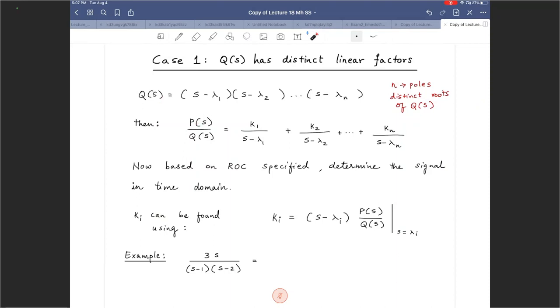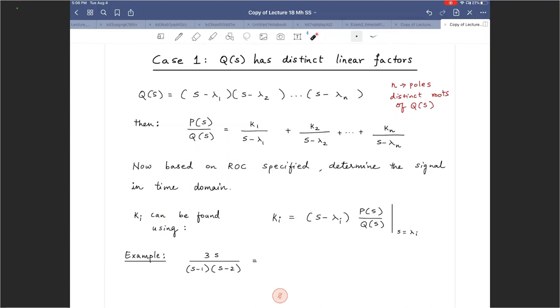Then I can write F of s as k1 divided by s minus lambda 1 plus k2 divided by s minus lambda 2, and so on up to the last term here, k sub n divided by s minus lambda sub n. Now all that is left over is to find k1, k2, and so on up to kn, and once I do that, I've found all the partial fractions for F of s. Now based on the region of convergence that is specified, we would determine the signal in the time domain. So individually we would take a look at each term, and depending on the region of convergence we would find the inverse Laplace. An example we have seen earlier.